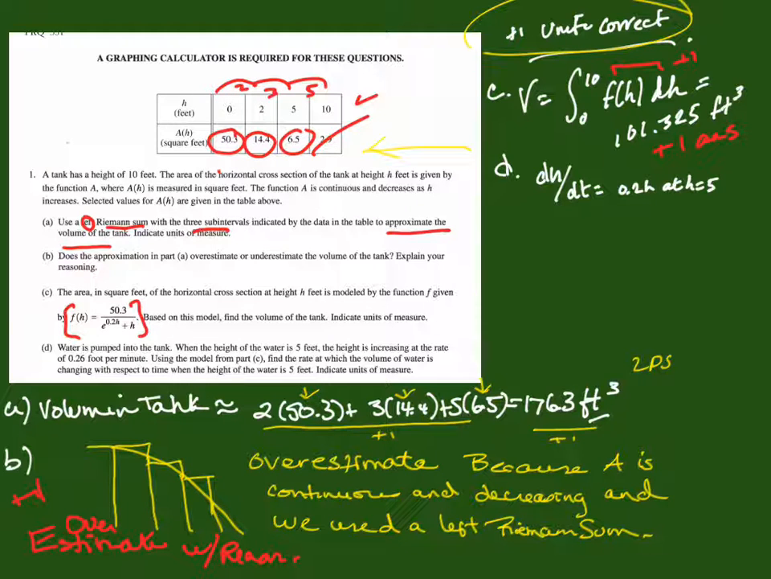It says using the model from part C, so there's your function, right? Find the rate at which the volume of water is changing with respect to time. So what do they want? We want dV/dt. But we don't have dV/dt, we have dV/dH. And then they gave us dH/dt, so you guys can set up this formula for related rate: dV/dt equals dV/dH times dH/dt. That's really important that you understand this is a related rate.